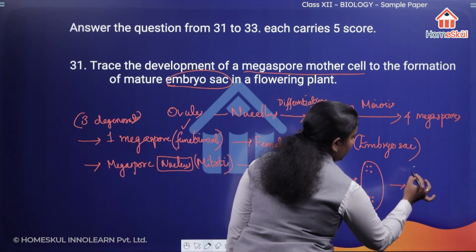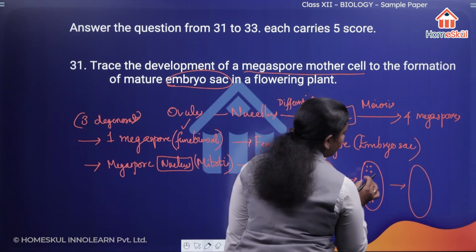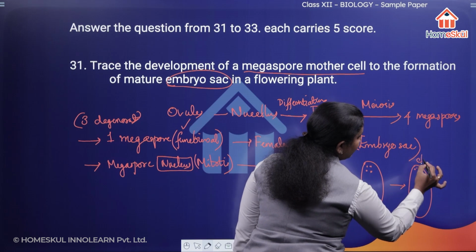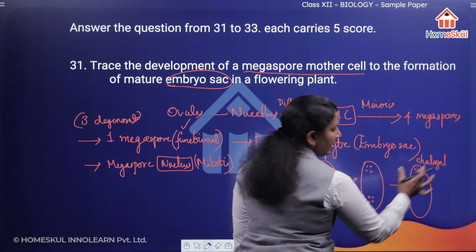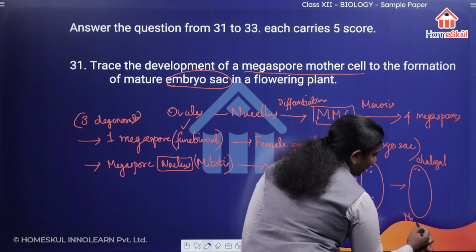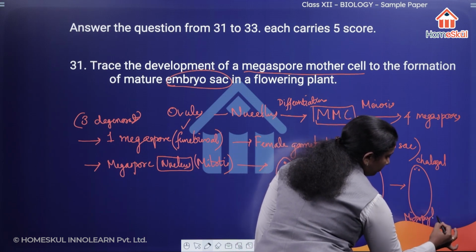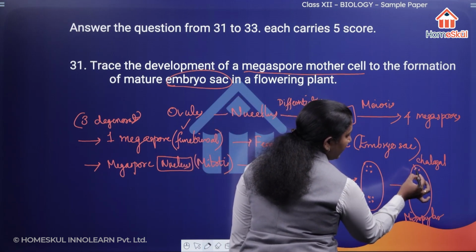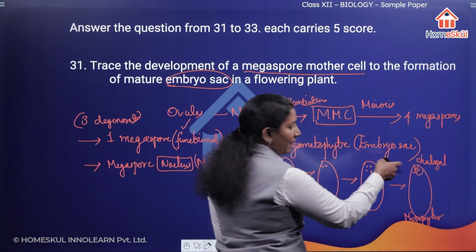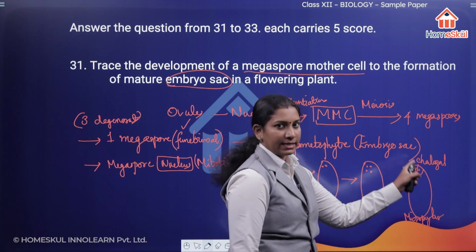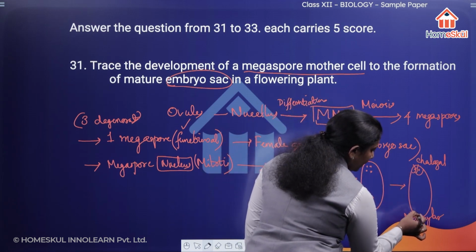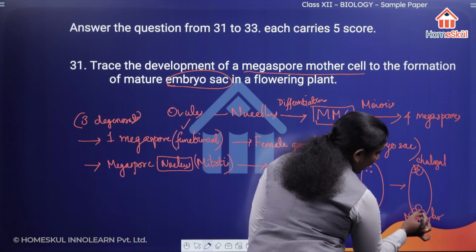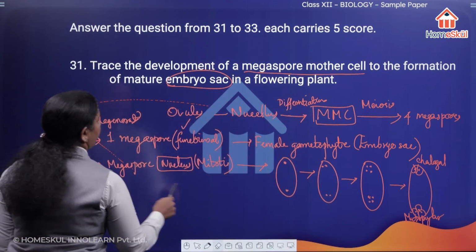Out of these 8 nuclei, 3 nuclei will move towards the chalazal end. This is the chalazal end and this will be the micropylar end, the micropylar region. The 3 nuclei at the chalazal end will be followed by cell wall formation, and they will form 3 cells at the chalazal end, and 3 cells will form at the micropylar end. They will form the egg apparatus. I will write here.